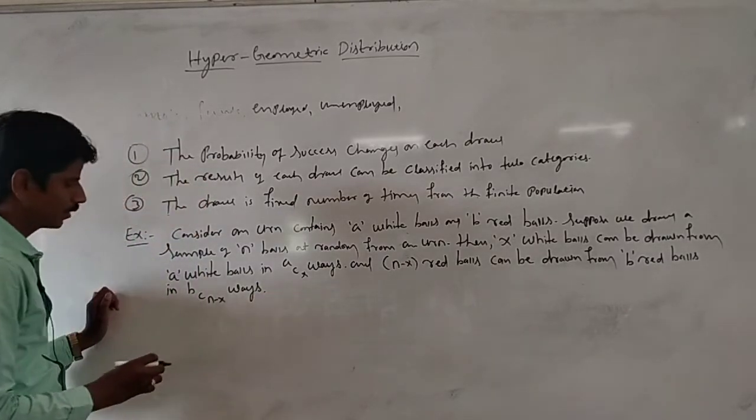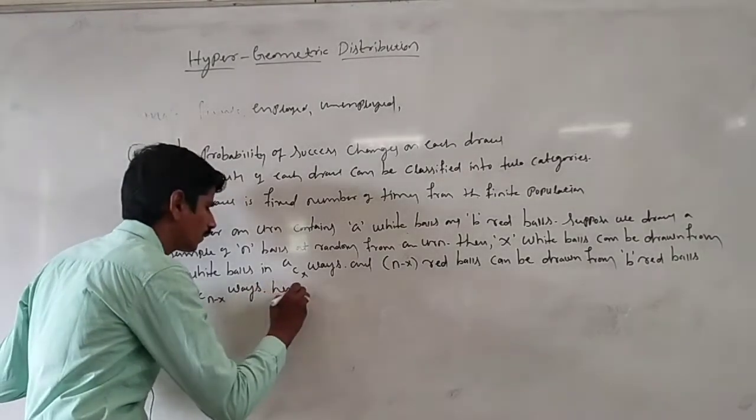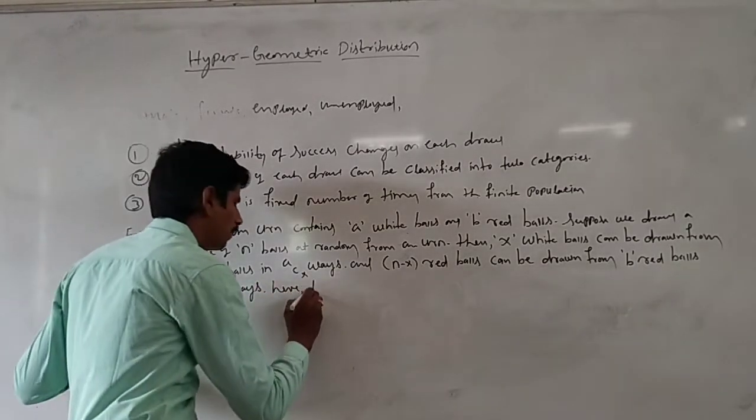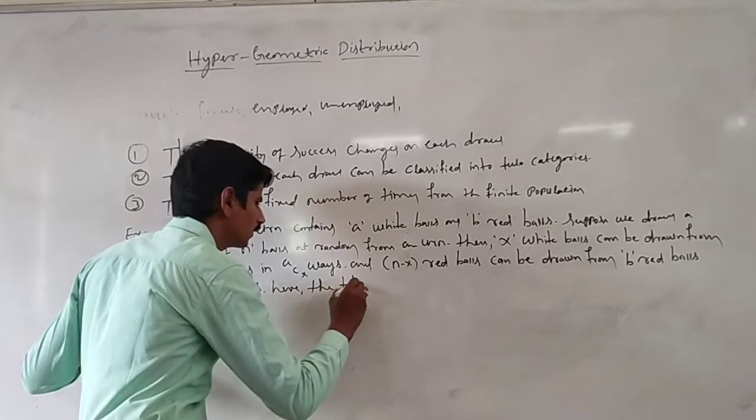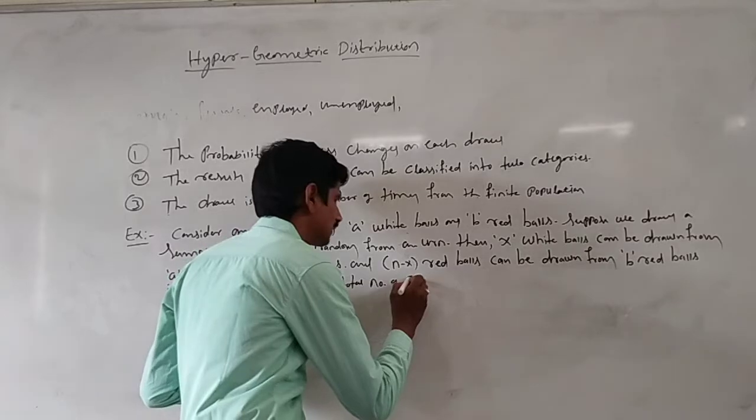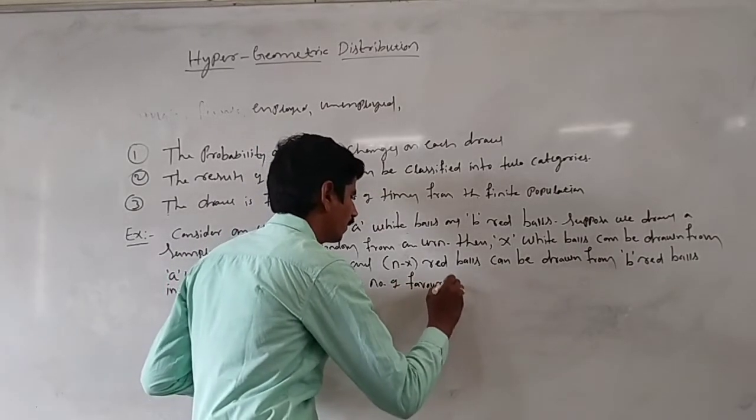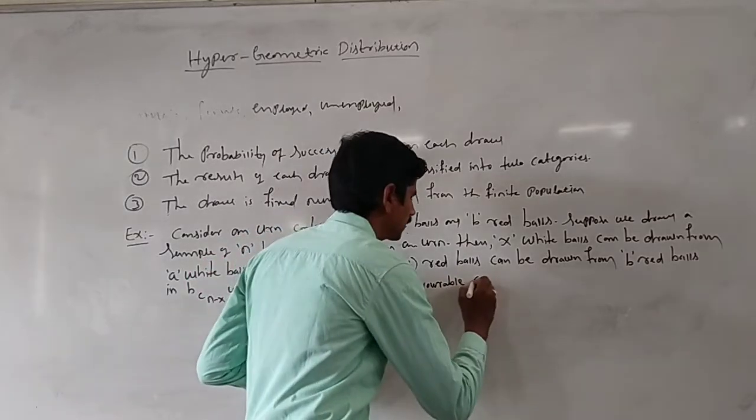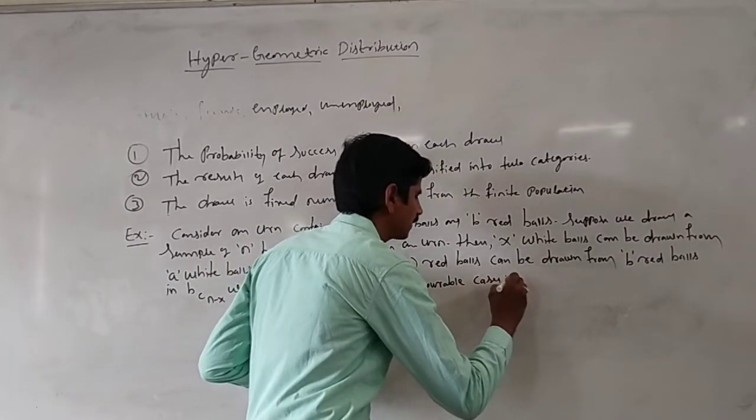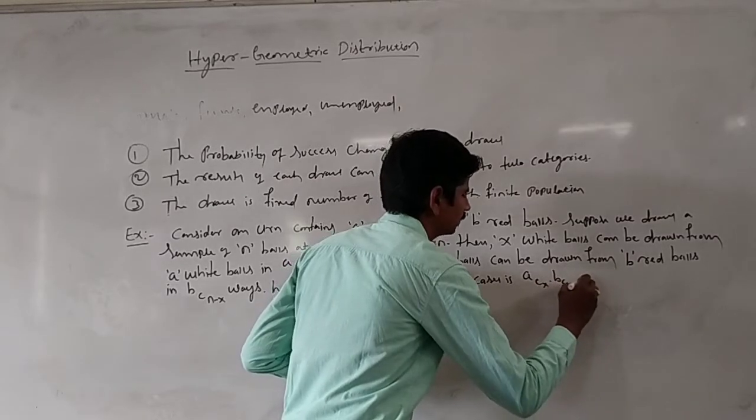Next, suppose the total number of favorable cases is ACX into BC n minus x.